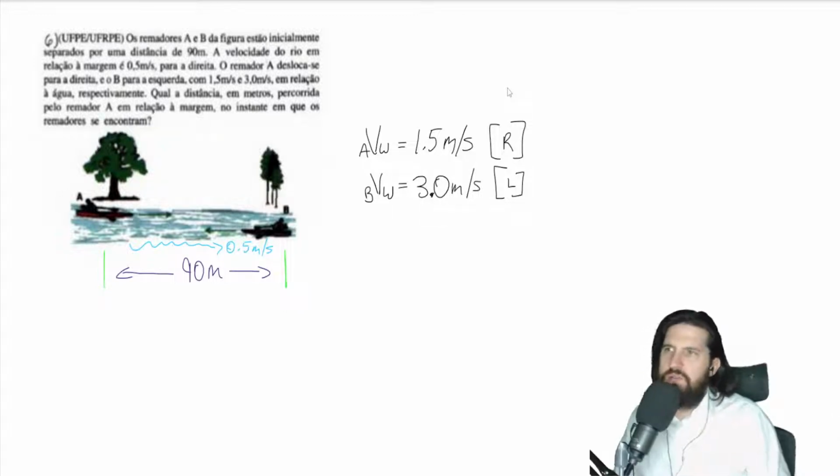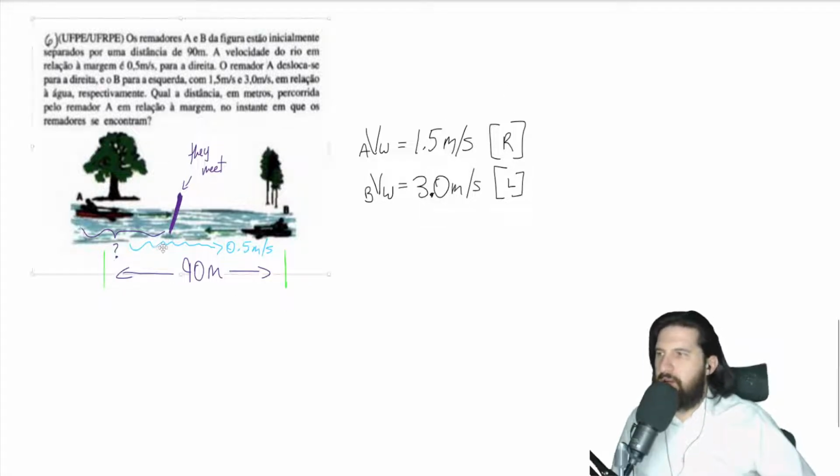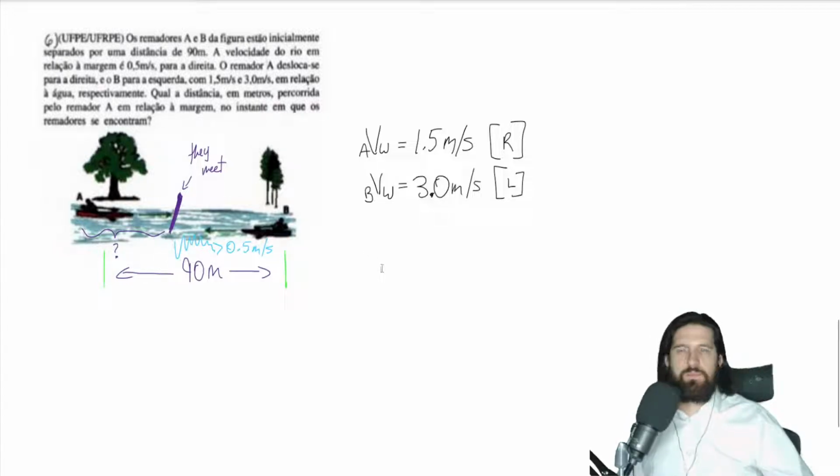So who's moving faster? B, but then the water's hurting them a little bit. But they're still moving a little bit faster. So let's say that they meet. You don't even have to get this right. But let's just say they meet here, right? They are asking, what is that distance there? They're asking the distance there when that's the meeting spot, right? And the water is moving to the right.